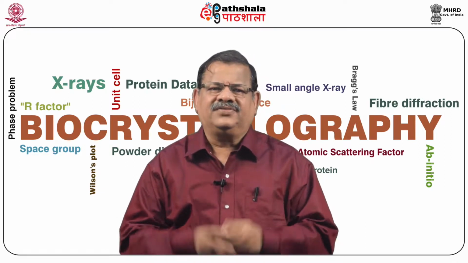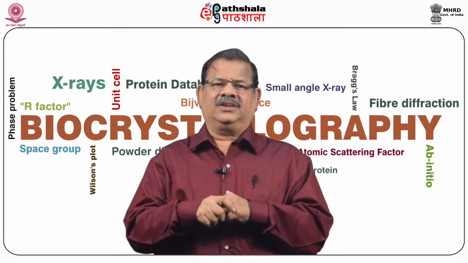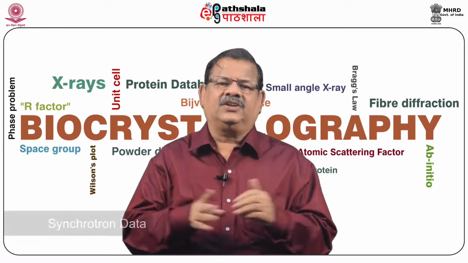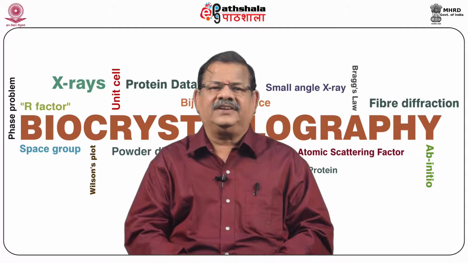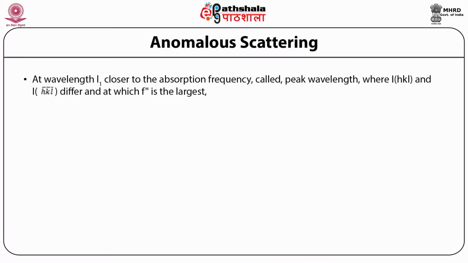Earlier to the development of sensitive detectors, macromolecular crystallographers used to collect synchrotron data at three wavelengths. Let us see the figure to have a clear understanding. At a wavelength lambda 1, closer to the absorption frequency called the peak wavelength, the intensities of HKL and H bar, K bar, L bar reflection will differ a lot, and at this point F double prime is the largest, the imaginary correction is the largest. You can see it from the graph.